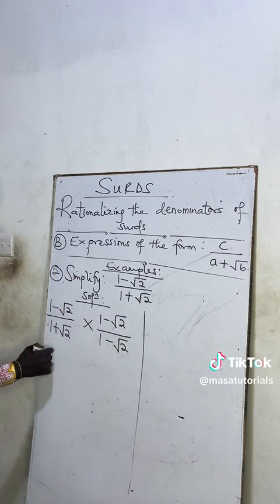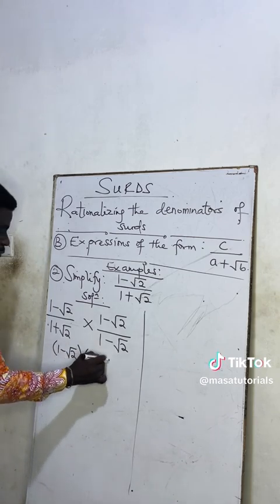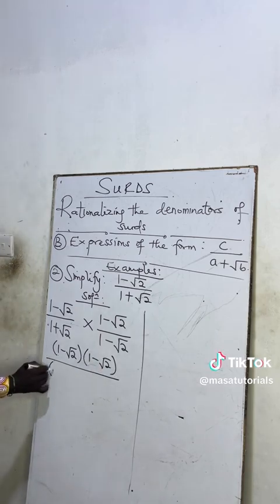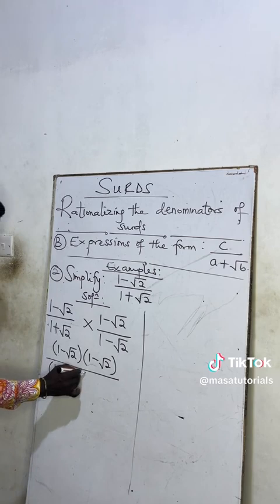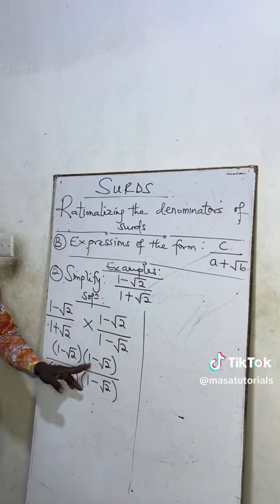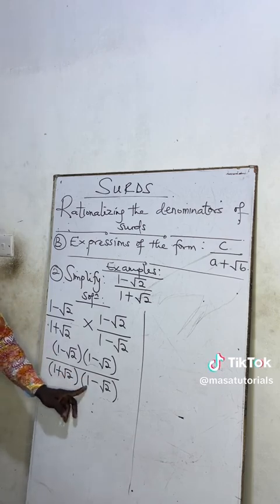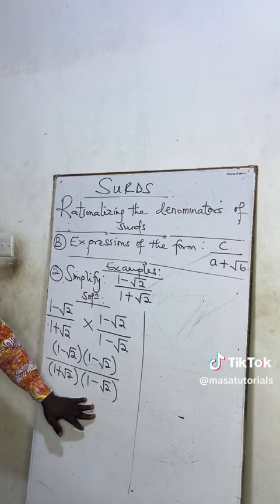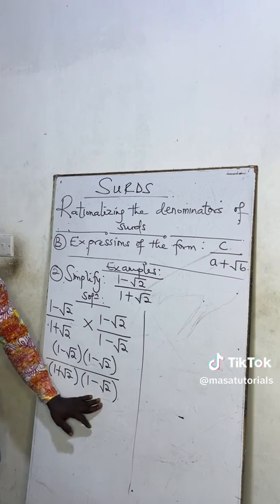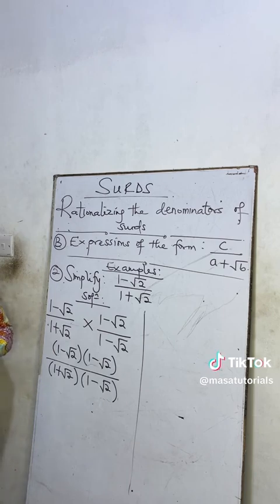We take multiplication of fractions: numerator times numerator, (1 minus square root of 2) times (1 minus square root of 2), all over (1 plus square root of 2) times (1 minus square root of 2). Now, the numerator is not a difference of two squares, because it is minus, minus. But the denominator is a difference of two squares: plus, then minus. So for the denominator, we apply difference of two squares. For the numerator, we do not.